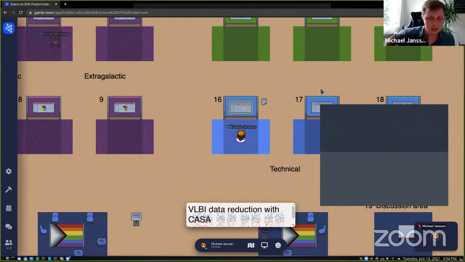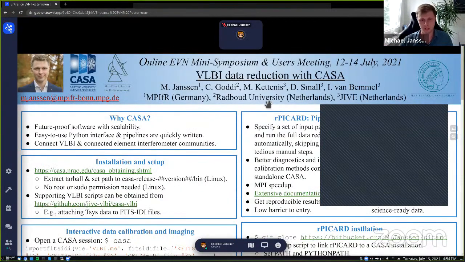So here I'm in this Gather Town poster reception app. My poster is number 16 here, so we can look at it together right now. And it's about something that was discussed in some detail yesterday, which is using CASA to reduce your VLBI data. This poster is really just meant to help VLBI users get started with using CASA. At the end of the poster, there are some links to websites that contain much more extensive information and also some very detailed tutorials. But this will hopefully get some users started.